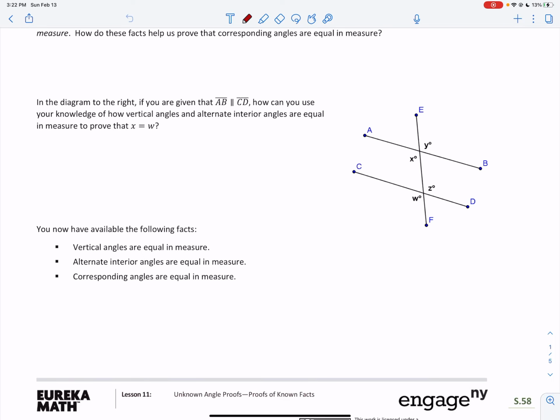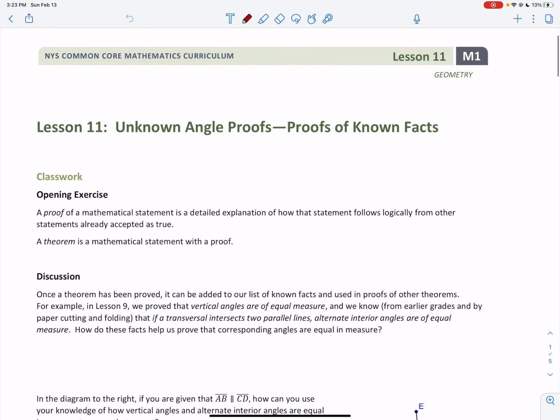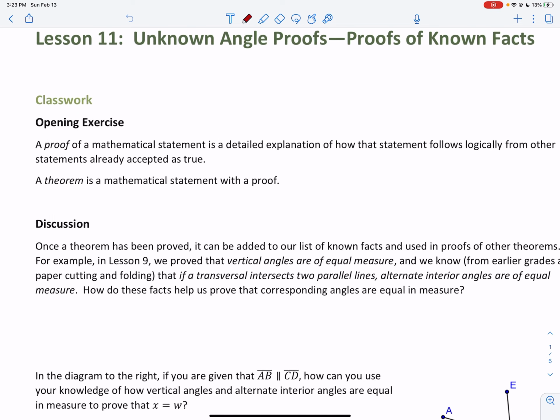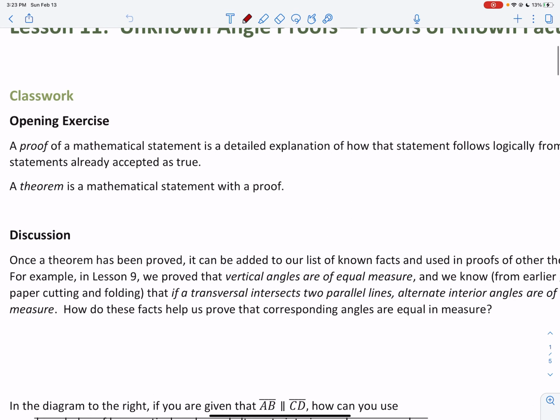Okay, so let's talk a little bit about this lesson. One of the main things about this lesson, we're going to go over pretty much the same properties. It's just that when we're trying to prove things, we want it to be more specific. We need to be able to explain ourselves. So there's a couple of different things that we can use when we're talking about proofs.